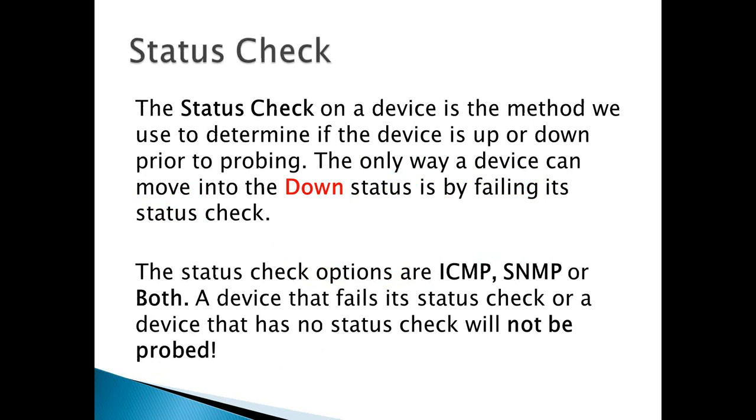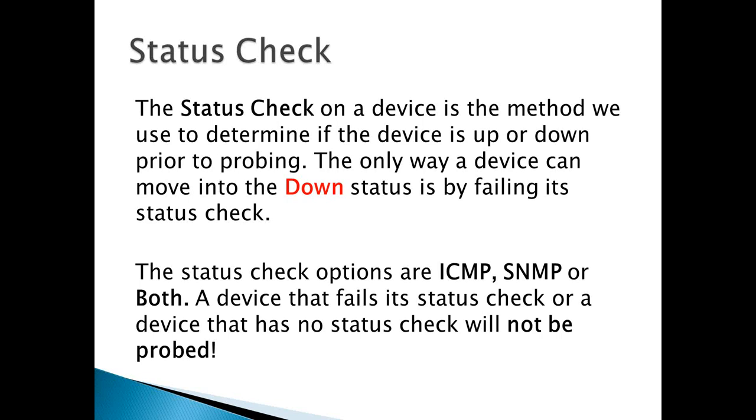So the first step in monitoring a piece of equipment is to run the status check. The status checks that we have available in Powercode are an ICMP or an SNMP based check, or we can use both. The way this works is if we have it set to an ICMP status check, we're going to ping the device 10 times, and as long as one of those pings comes back, we're going to label the device as good and then move on to running all the probes.